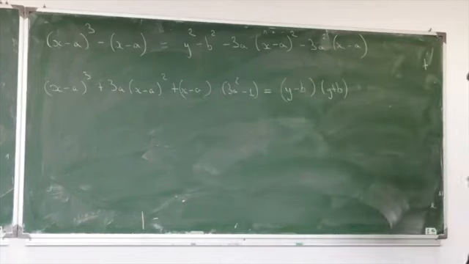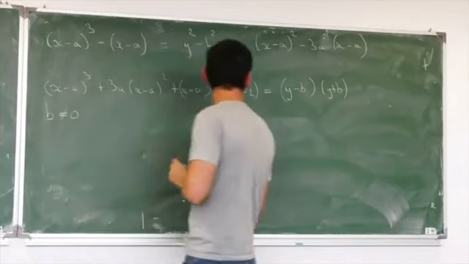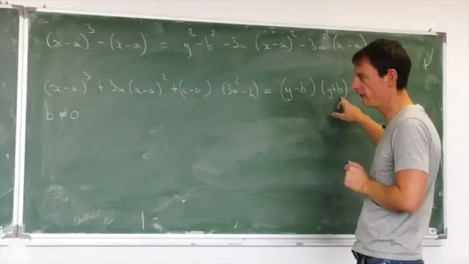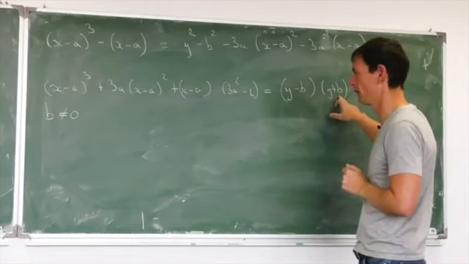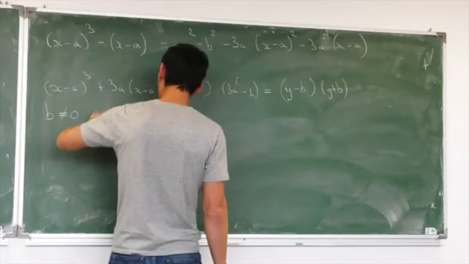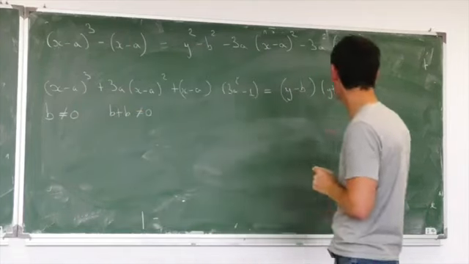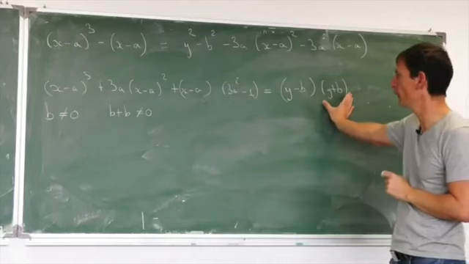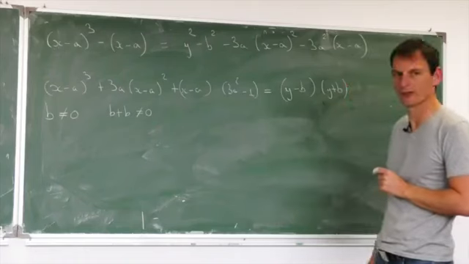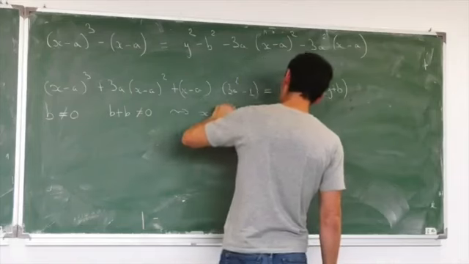And now we shall distinguish two cases. First, b is different from 0. So if b is different from 0, then y plus b is not going to be 0 when y is b. So b plus b is different from 0 because I'm not in characteristic 2. So this element is invertible, which means that I can express y minus b in terms of x minus a. So as a conclusion, I get that x minus a is the uniformizer.